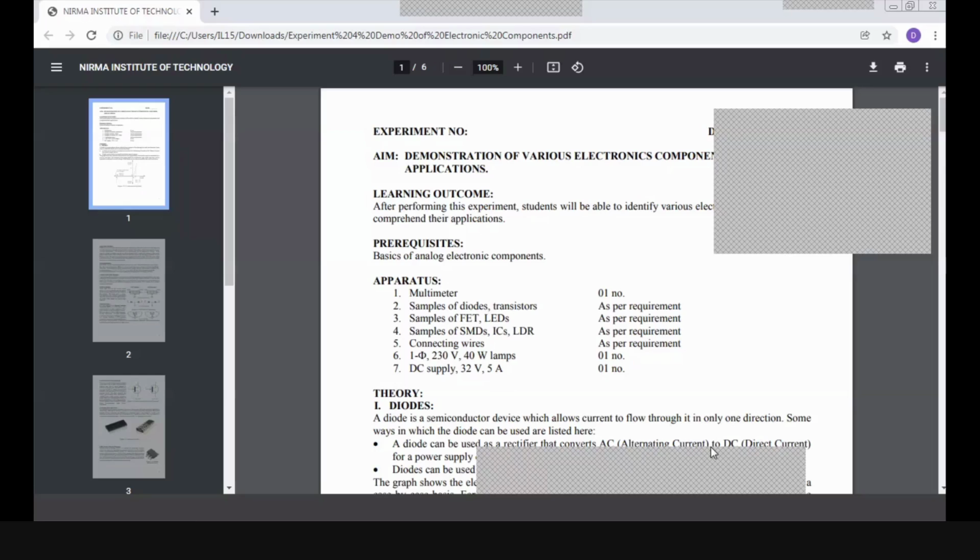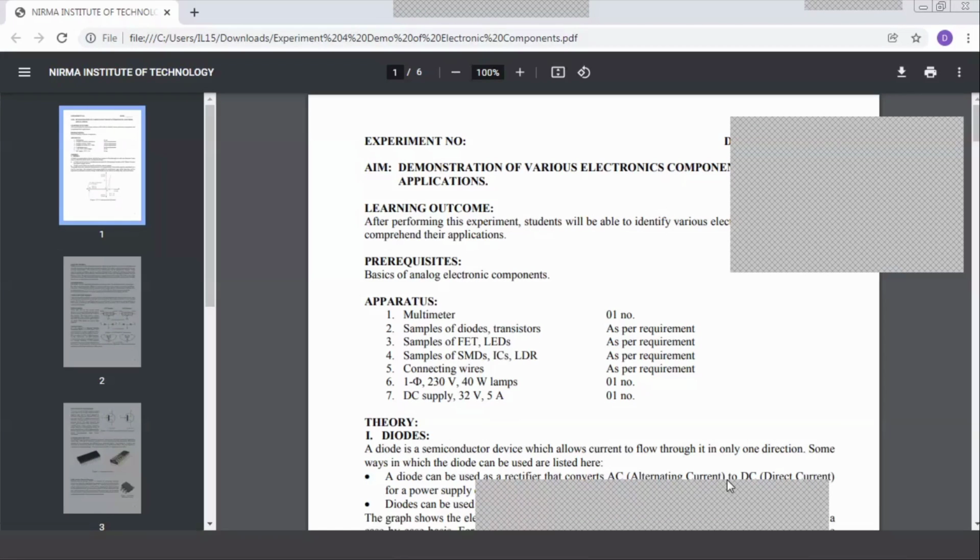The aim of this experiment is to identify the various electronic components and their applications and the demonstration of various electronic components, right? So here we will be going to discuss various electronic equipments like diodes, transistors, ICs, right? So all these things we will discuss. So we will see how they work, how to identify these components, and how we can do the testing of these components, right?